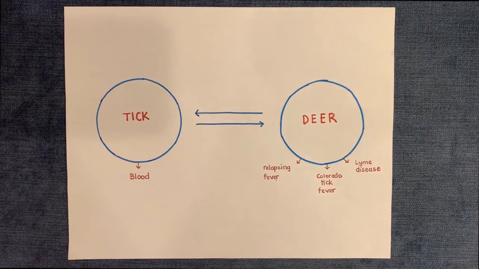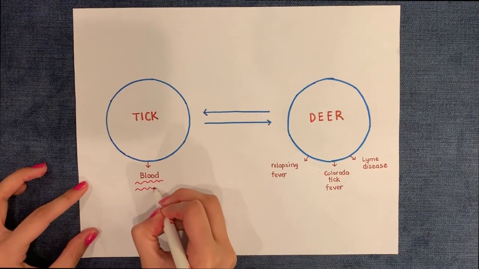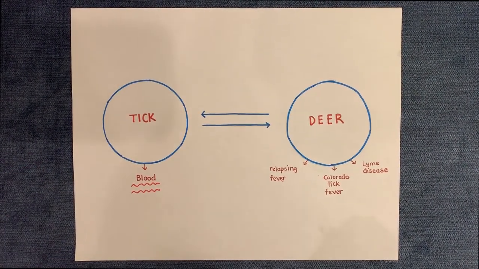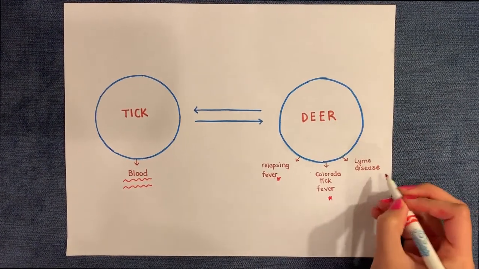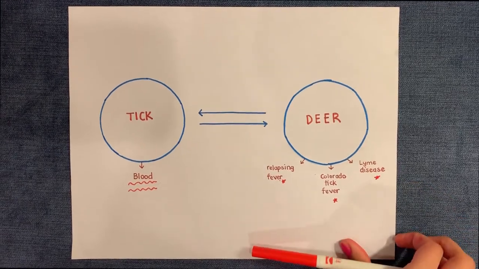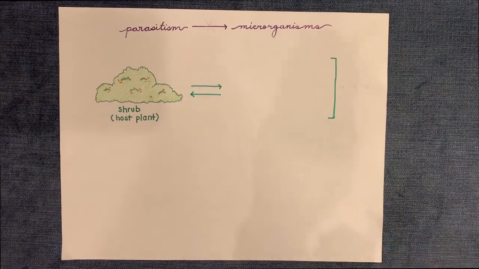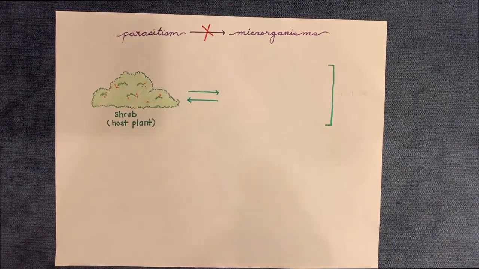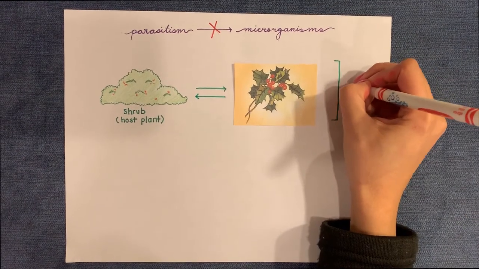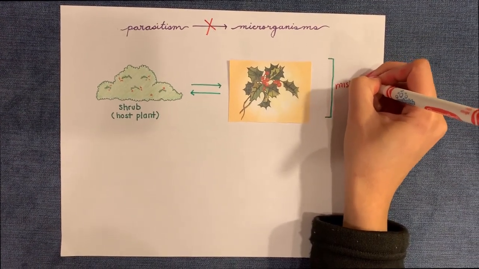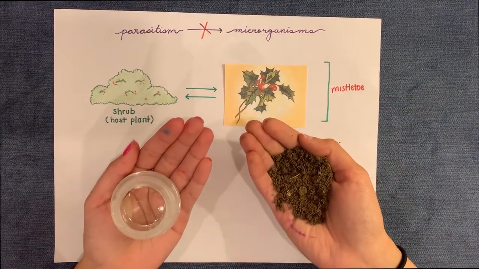Just like lice, ticks are known to have similar behavior with deer. Ticks benefit from the deer's blood, while the deer is harmed by being exposed to diseases such as relapsing fever, Colorado tick fever, or Lyme disease. Parasitism is not exclusive to just microorganisms. A great example is the relationship between a shrub and a mistletoe. The mistletoe is a parasitic plant that extracts water and nutrients from its host plant.